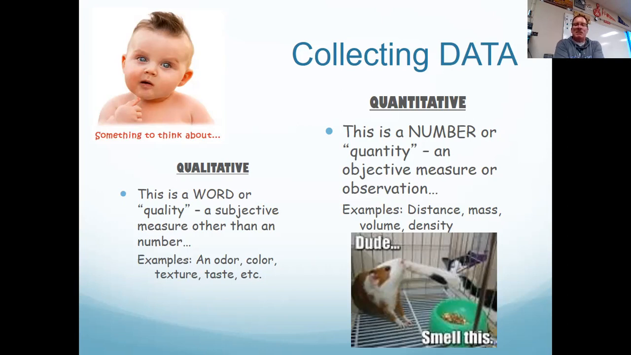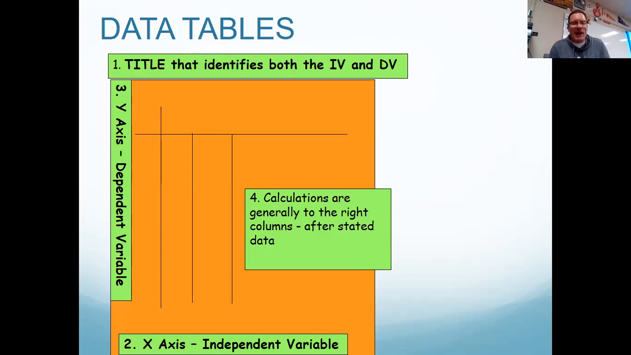Quantitative is the number. It's measured stuff: distance, mass, volume, density. And we will be doing some quantitative work right away in Honors Chem with our density lab. But then we'll also have a lot of qualitative. Now, in making data tables, it's amazing how you say make a data table and young folks struggle.